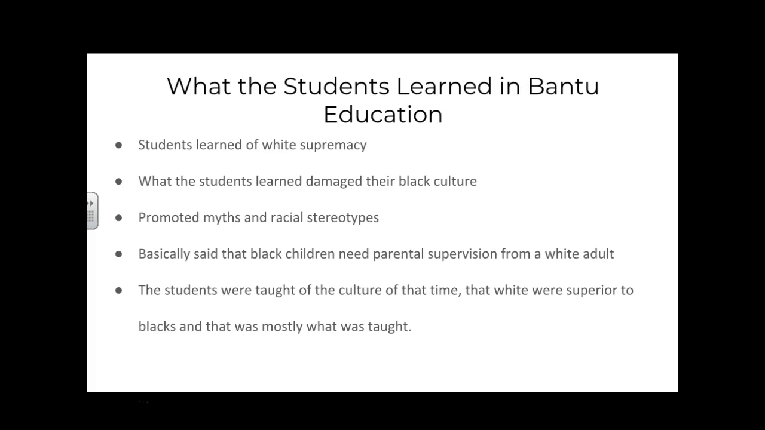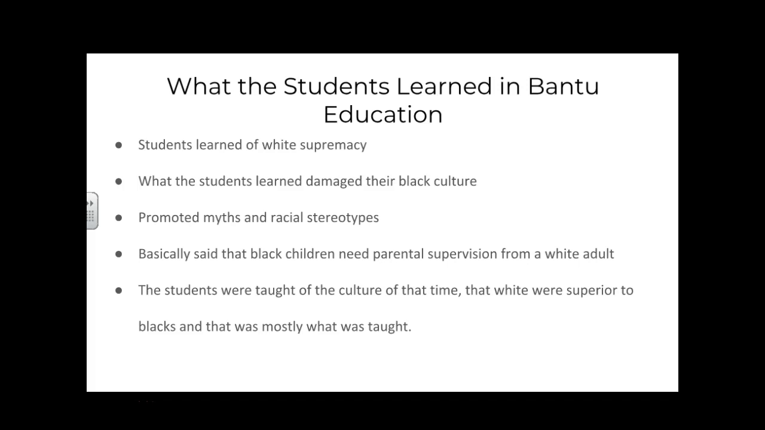The students basically damaged their culture, what was learned or taught in these schools, because the teachers were really brutal with the kids and how they taught their education. At the schools, they promoted myths and a lot of racial stereotypes. Basically what this was saying is that black children needed parental supervision from a white adult, which is trying to keep the kids in check, kind of. At that time, they were taught the culture and how things were running, which was white supremacy and that whites were superior to blacks.